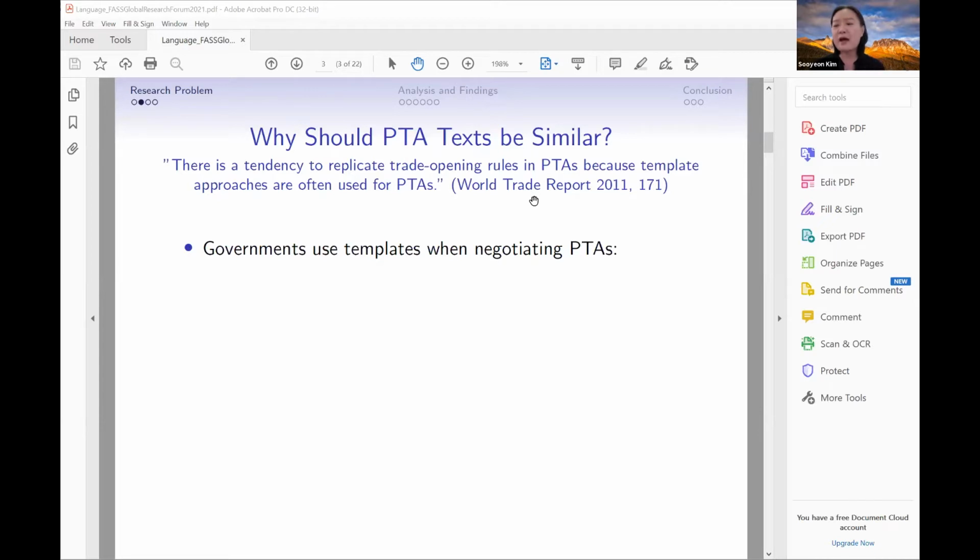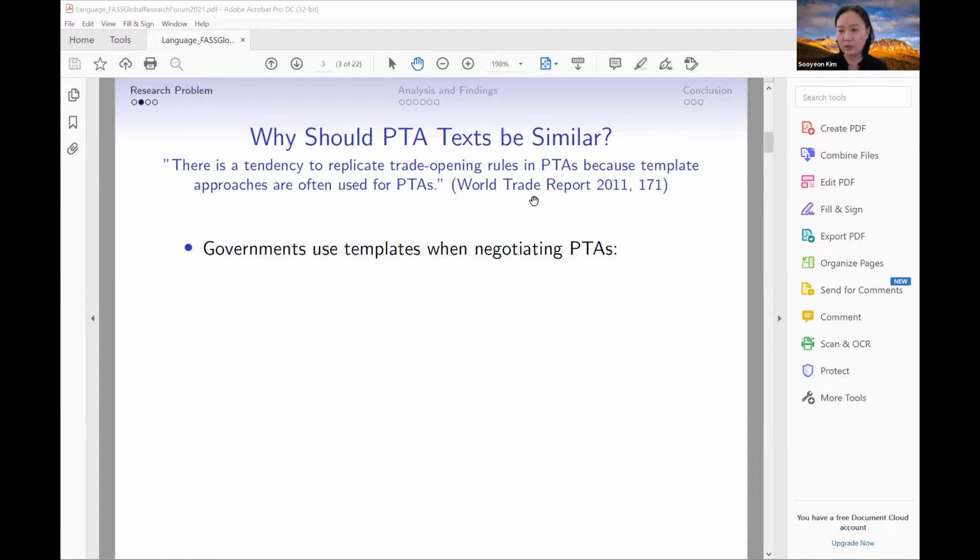And the question that arose from looking at examples of this, and I asked my students to do a deep dive into the text to identify more cases of such copying and pasting of provisions of trade agreements. And they found quite a few, actually, that I have in the paper. Right. So looking through the literature on the use of templates as a way of measuring similarity, the World Trade Report, which is published by the World Trade Organization, back in 2011 said there is a tendency to replicate trade opening rules in preferential trade agreements because template approaches are often used for PTAs.